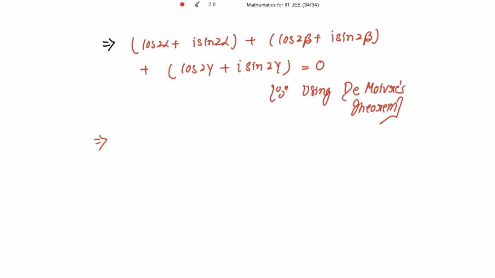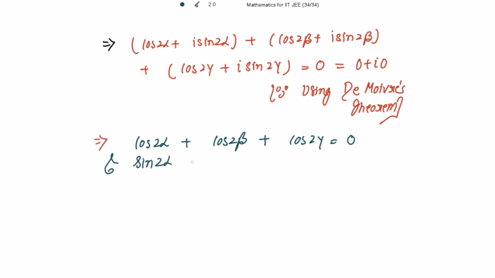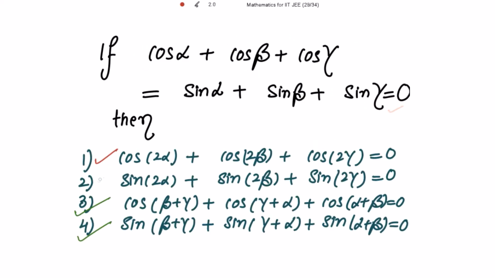And then if I write 0 as 0 plus iota 0, equating the real parts and the imaginary parts, we get cos 2 alpha plus cos 2 beta plus cos 2 gamma is equal to 0. And when equating the imaginary parts, we get sine 2 alpha plus sine 2 beta plus sine 2 gamma is equal to 0. So we have proved first and second result also, right? So de Moivre's theorem is very helpful in proving such kinds of results.